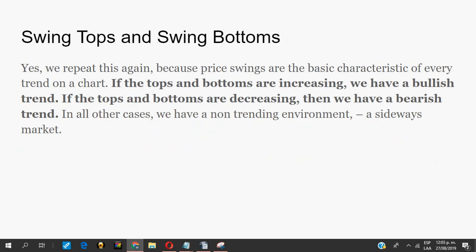Swing tops and swing bottoms. Yes, we repeat this again because price swings are the basic characteristic of every trend on a chart. If the tops and bottoms are increasing, we have a bullish trend. If the tops and bottoms are decreasing, then we have a bearish trend. In all other cases, we have a non-trending environment, a sideways market.